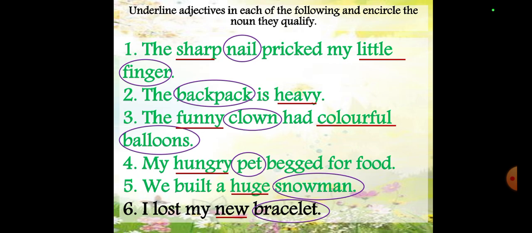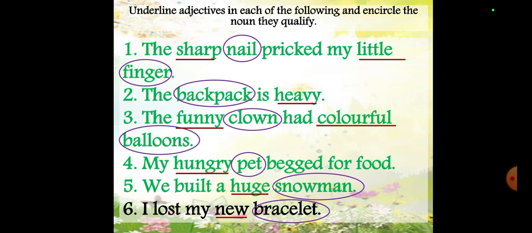Then, the backpack is heavy. Here heavy is the adjective that tells how the backpack is, and backpack is the noun being discussed. The funny clown had colorful balloons. Funny and colorful are both adjectives, because funny tells how the clown was and colorful tells how the balloons are. So clown and balloons are the nouns being discussed.